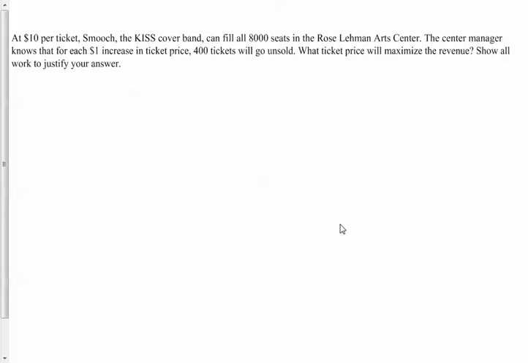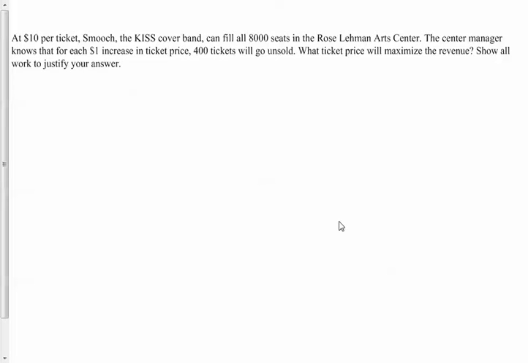In this podcast, we'll find the maximum of a quadratic function in an application problem. We're told at $10 per ticket, the cover band can fill all 8,000 seats in the Rose Lehman Arts Center. The center manager knows for each $1 increase in ticket price, 400 tickets will go unsold. What price would maximize the revenue?